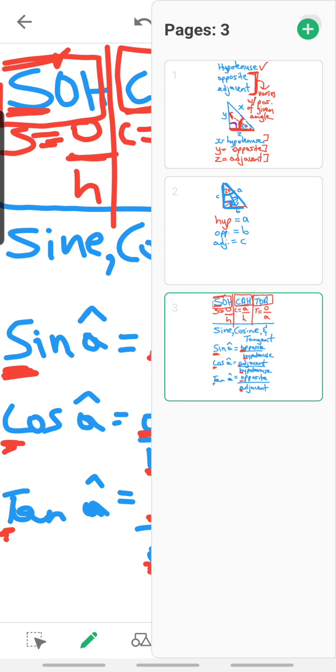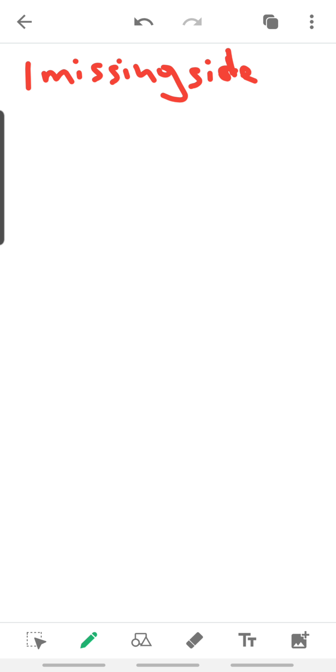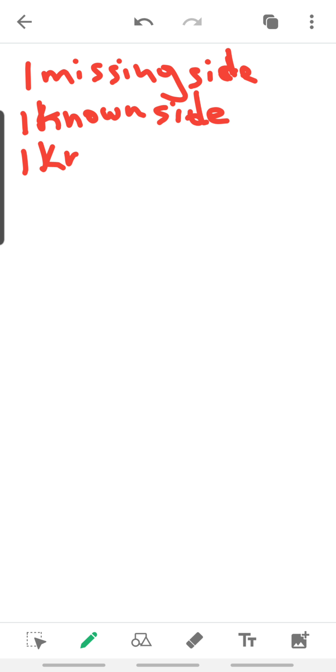So one way in which these trigonometric ratios help us is when we want to find a missing side. That missing side can be any letter, because any letter means an unknown. So when we have a missing side in a right angle triangle, one known side, and one known angle.